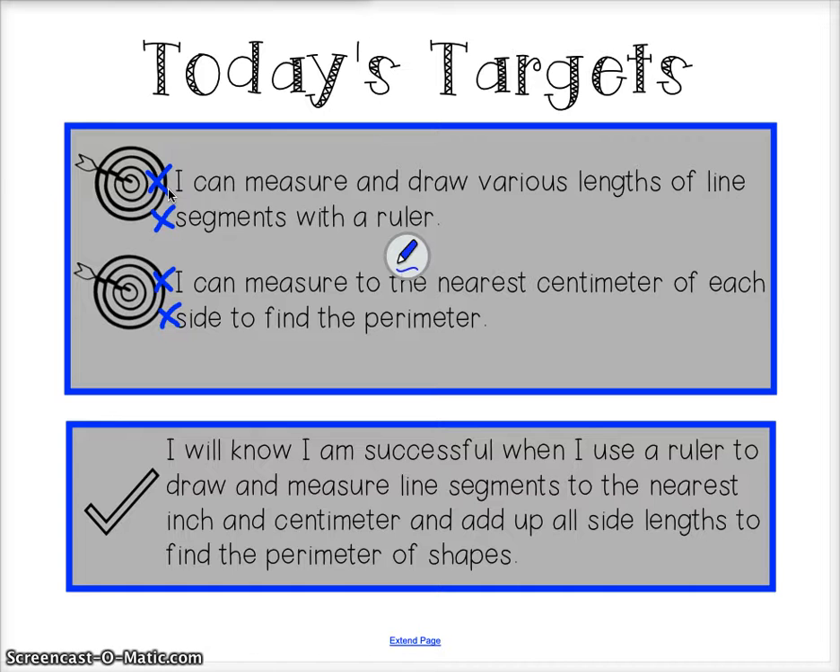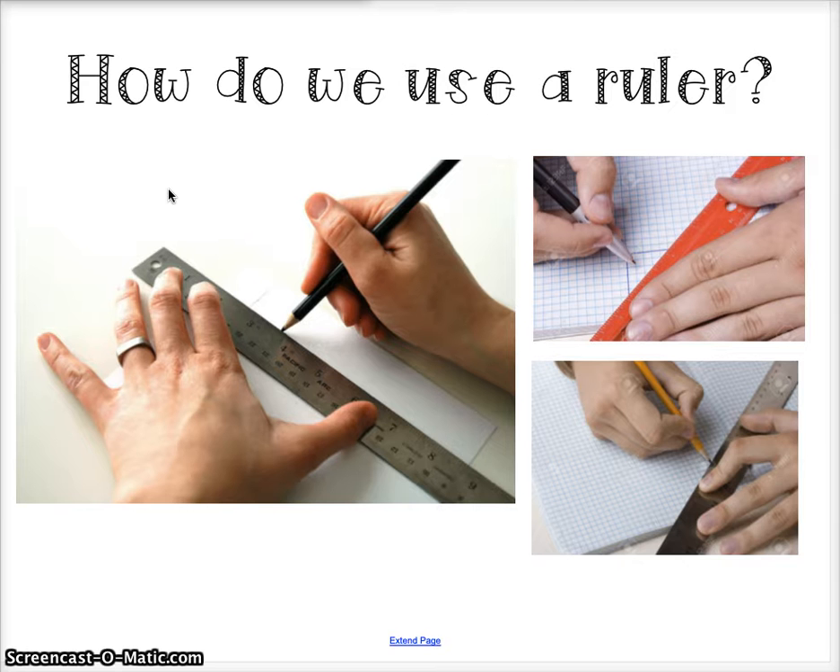We will know we are successful when we can use a ruler to draw and measure line segments to the nearest inch and centimeter and add up all the side lengths, because that is how we find the perimeter. Let's keep going. So the first thing that we need to talk about is, how do we use a ruler?